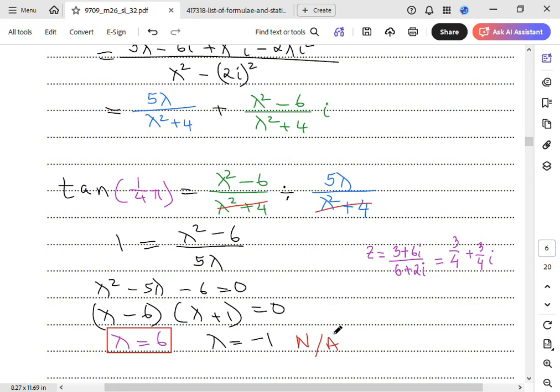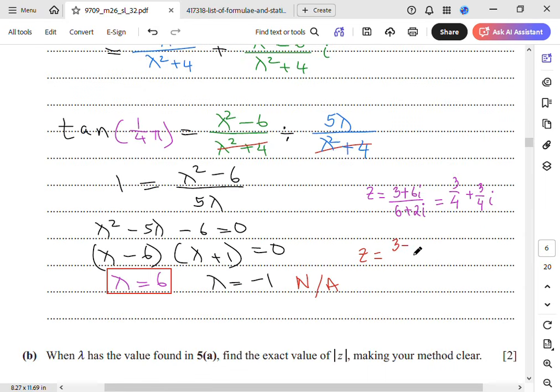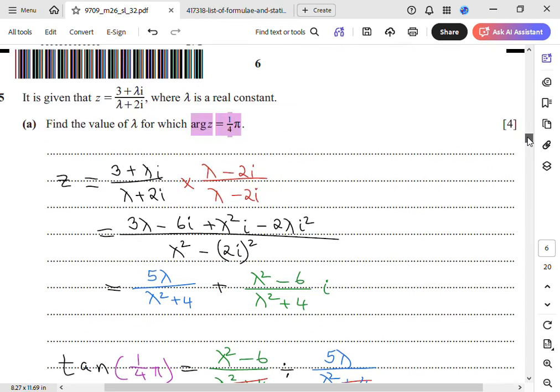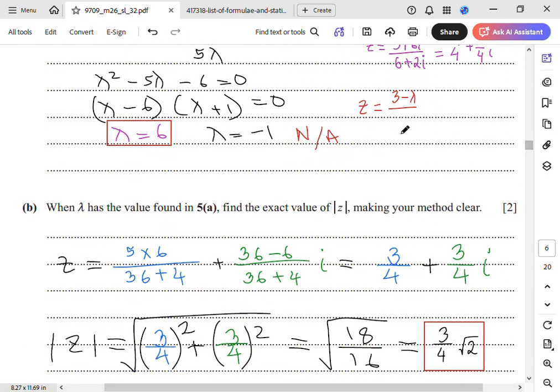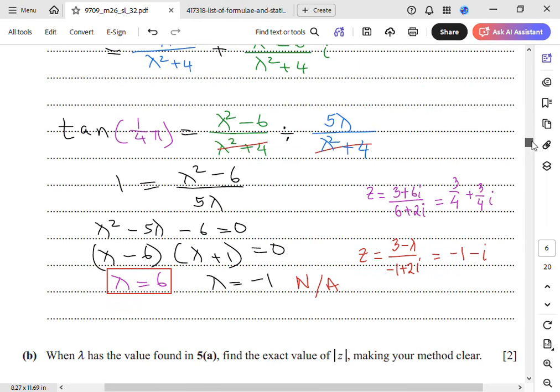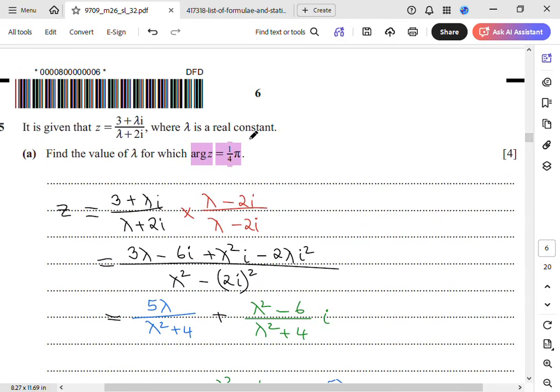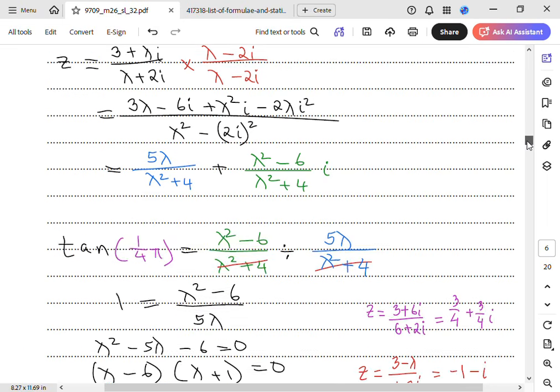If lambda is minus 1, z becomes (3 minus i) divided by (minus 1 plus 2i). If you simplify this with a calculator, you get minus 1 minus i. Obviously this is in the third quadrant, and since it's in the third quadrant, it doesn't satisfy this condition. That's why lambda cannot be equal to minus 1. So you only have one value of lambda, that's 6.